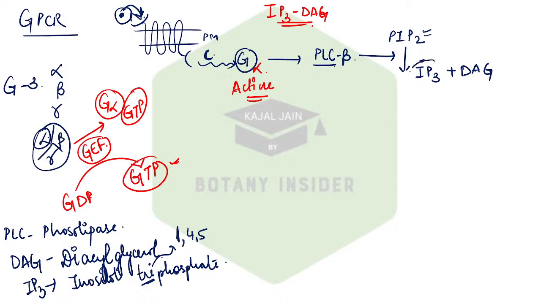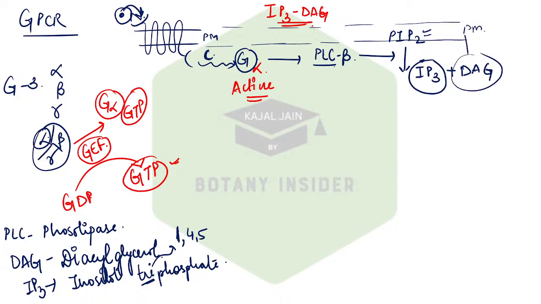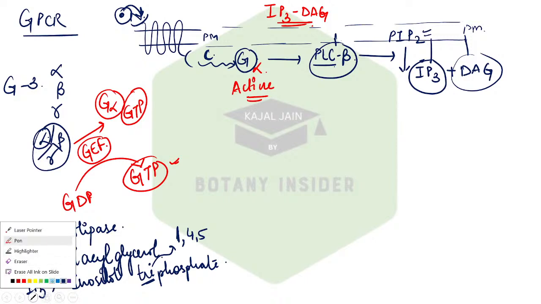Now, what happens? IP3 will be leaving the plasma membrane. This complete process is occurring in your plasma membrane itself. Your DAG is also attached to the plasma membrane, and IP3 also, PLC beta, all these things are occurring in the plasma membrane itself. Now, what do we have?